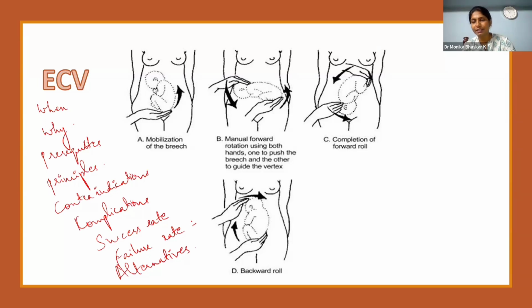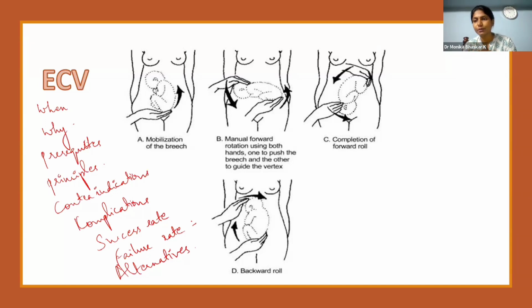Next, what are the prerequisites? Obviously, a singleton pregnancy. And why are you doing an ECV? To facilitate a vaginal delivery. You want to convert it into a cephalic presentation and allow the mother to go for a vaginal delivery. So you have to have some prerequisites. Whatever prerequisites you require for a vaginal delivery, the same applies for an external cephalic version also. So the pelvis should be adequate. It should be a singleton pregnancy. You have to rule out placenta previa and other cord abnormalities.